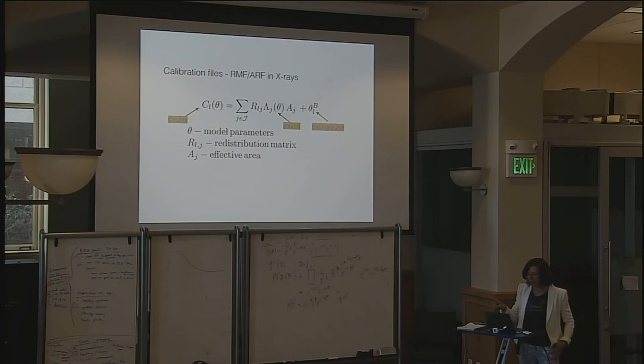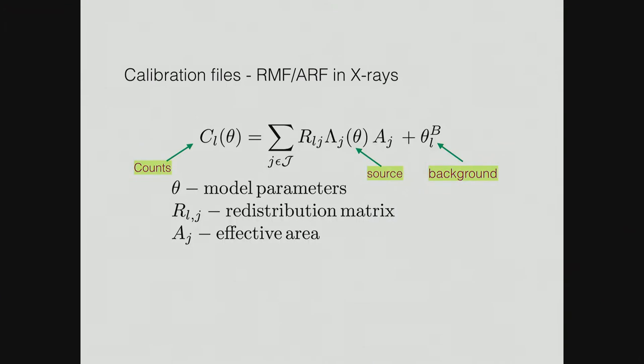So in X-rays, we have calibration files. So the model we usually think about is in physical space. So flux, let's say you observed intensity, you look at the source. In X-rays, you have calibration files or some instrument information. So in this case, we have a source, and we have a redistribution matrix and effective area in this sum, and there is also background. So when we looked at this observed counts, actually model counts in this case, this is how we would calculate them.